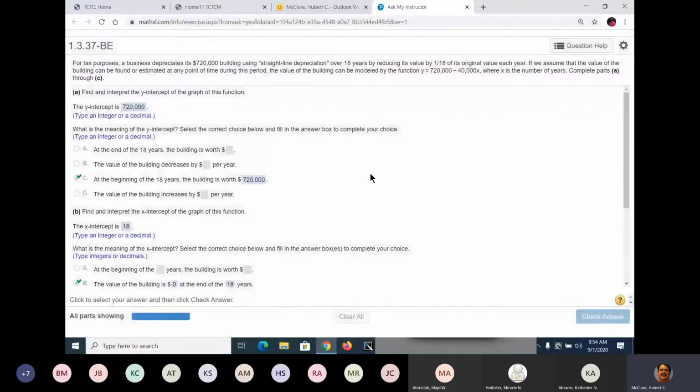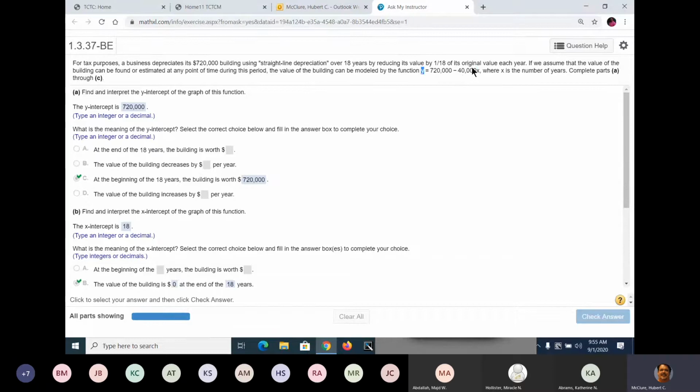First of all, is it a test question? Let me look and see. Oh, I can tell right now it's probably not. Too wordy. For tax purposes, a business depreciates its $720,000 building using straight line depreciation over 18 years by reducing its value by 1/18 of its original value. So that's like the slope, the rate of change right there, 1/18. If we assume that the value of the building can be estimated at any point in time during this period, the value of the building is linear.